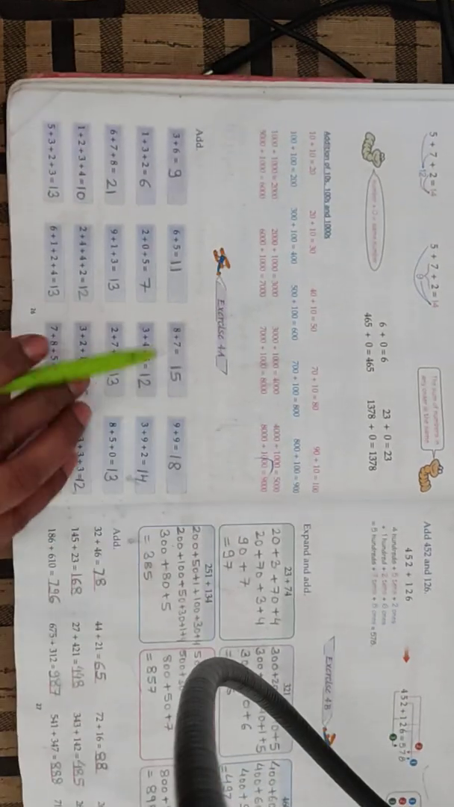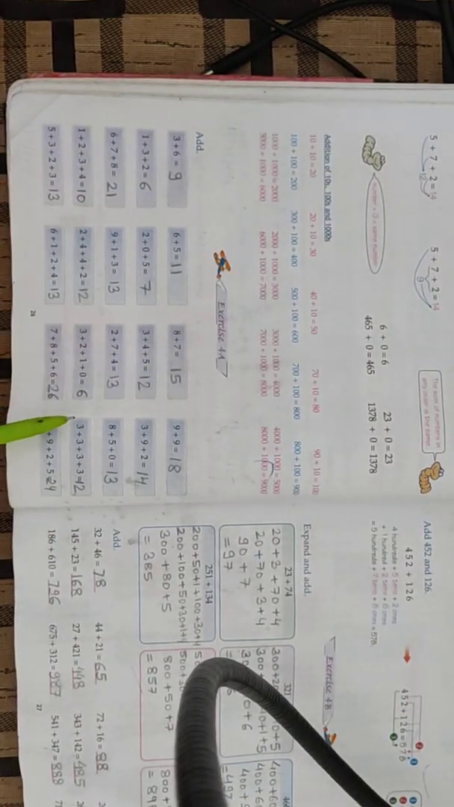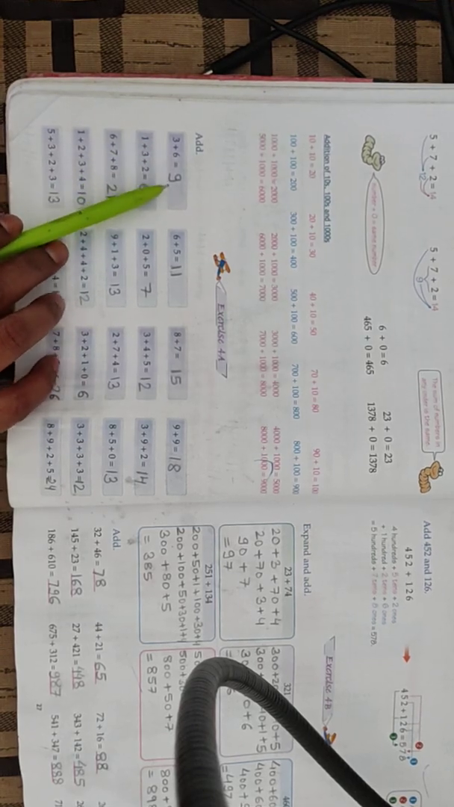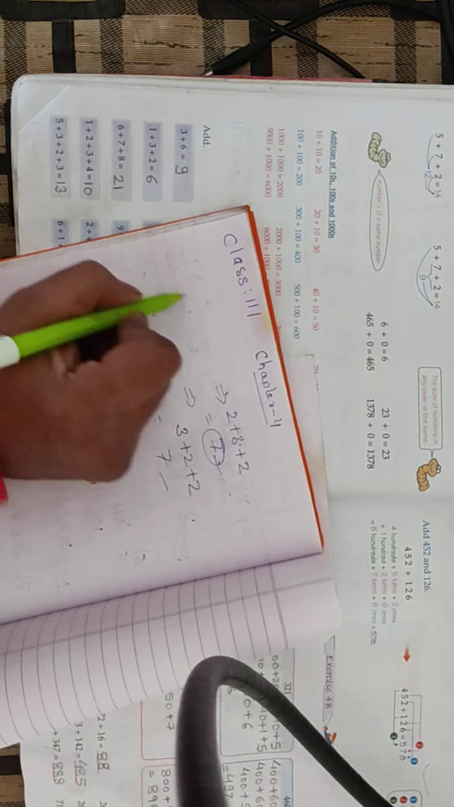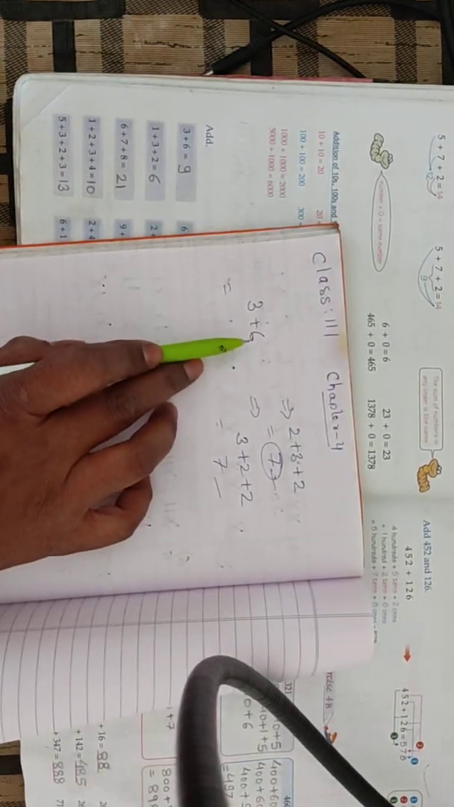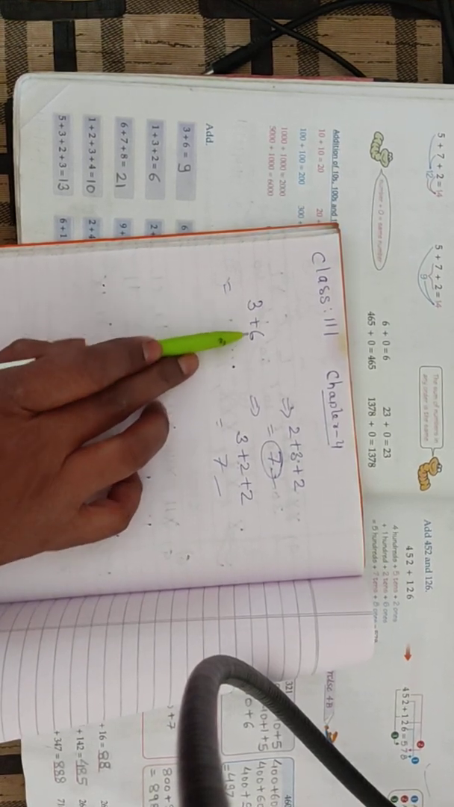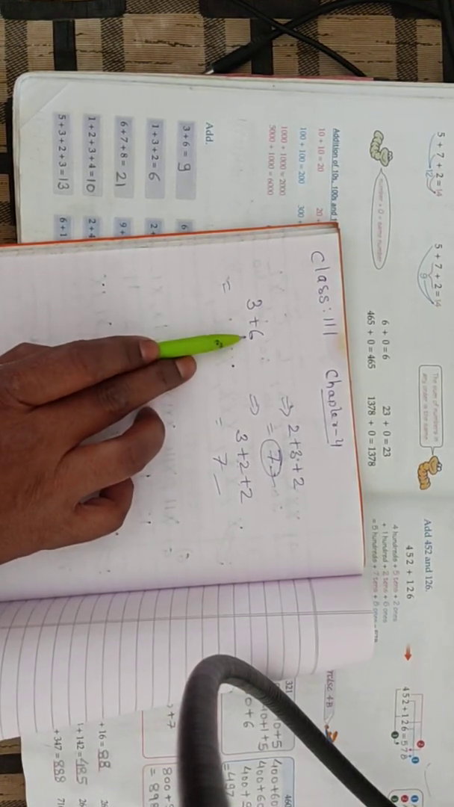So here comes addition of simple numbers. As you can see here, single digit additions are given. 3 plus 6, 9. 6 plus 5, 11. 3 plus 6. Students, always move from the big number to the small number, or you can add the small number to the big number, as it is 6.